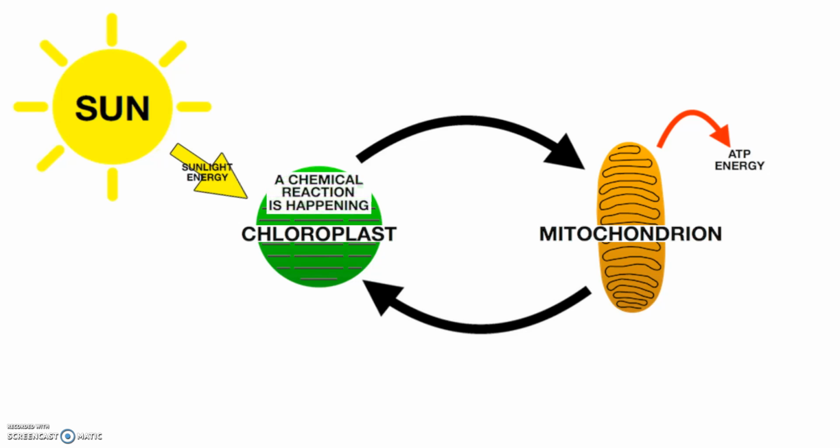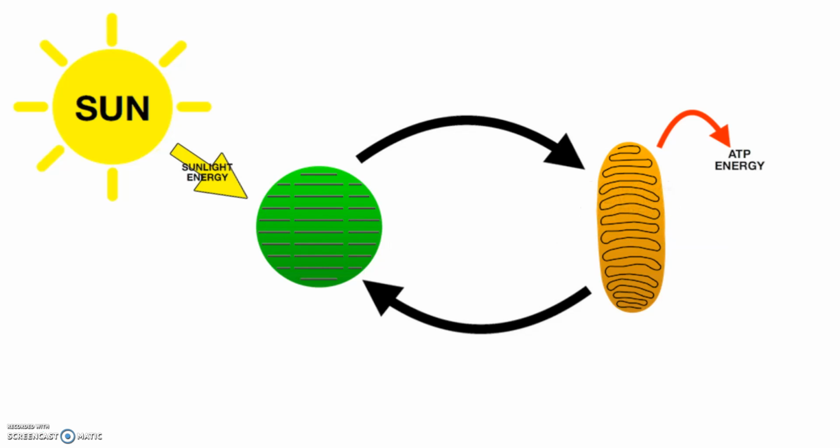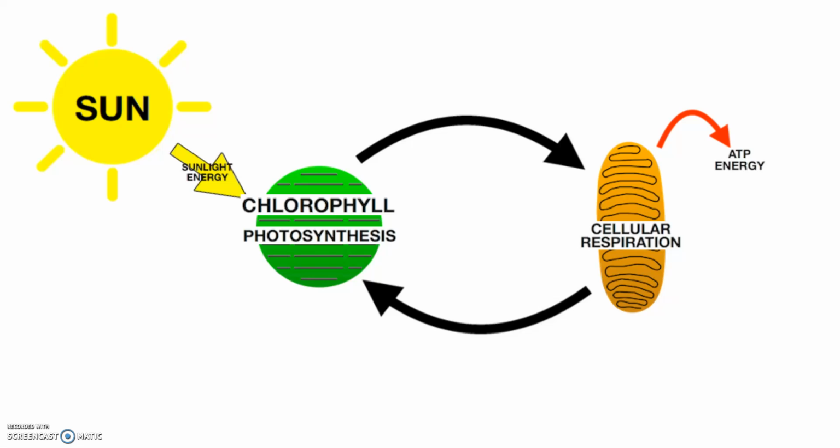So, what's happening inside the chloroplast is called a chemical reaction. There are chemical reactions happening in both the chloroplast and the mitochondria. The chemical reaction in the green is called photosynthesis, and in the orange, it's called cellular respiration. The green thing gives out green pigments called chlorophyll.